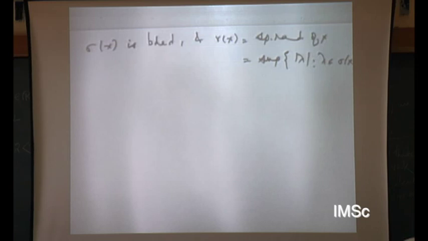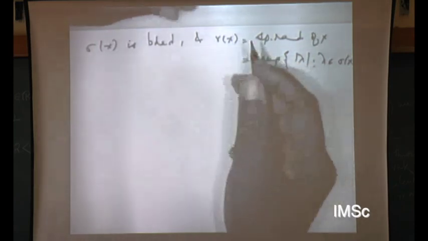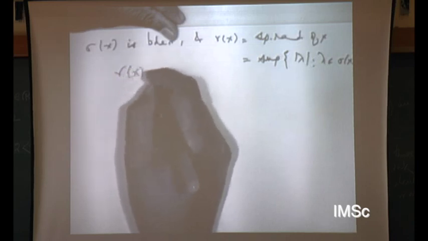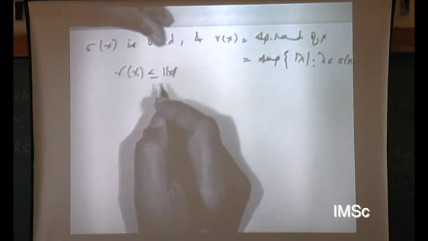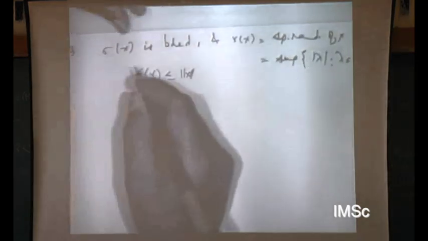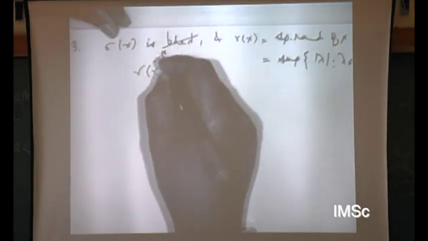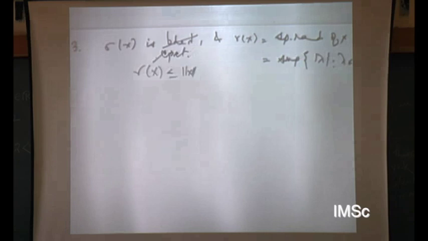Then you take the smallest disk containing the spectrum and you look at the radius. Smallest disk, center 0, which contains the spectrum, and take the radius. That is called the so-called spectral radius of x. And so they said that the spectrum is bounded. I should have said this before: it's not just bounded, but in fact it is compact. That means I must show that it is closed.